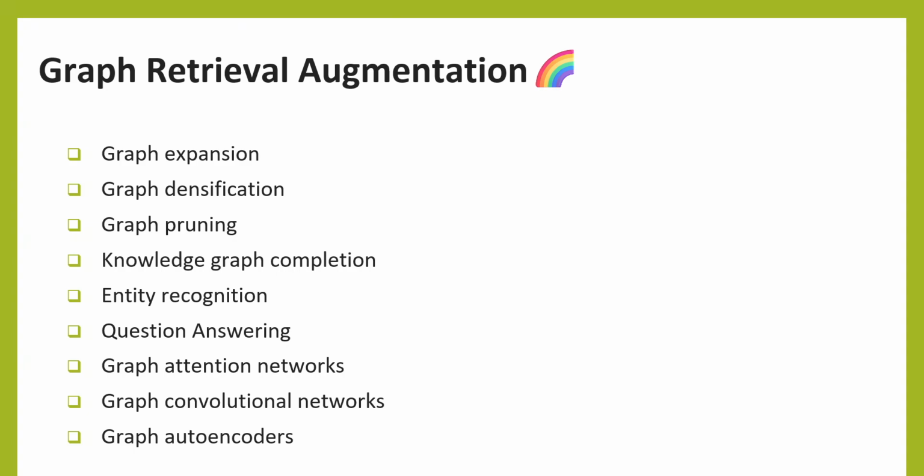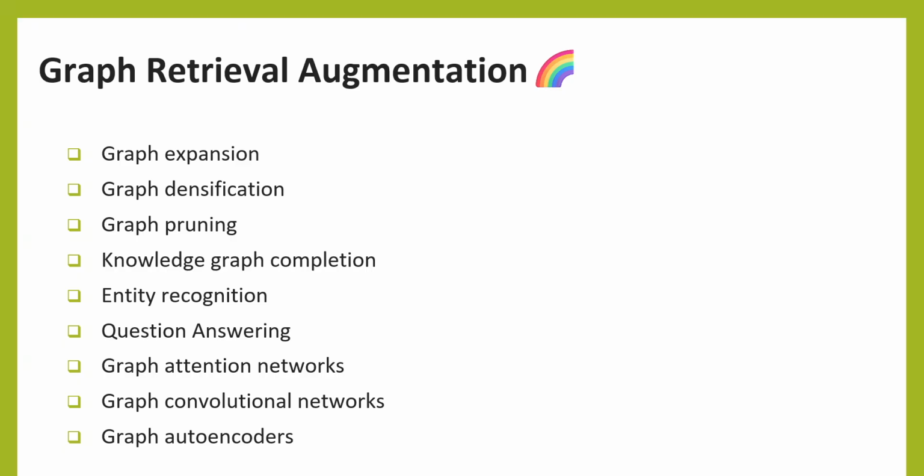Graph retrieval augmentation is useful for tasks such as knowledge graph completion, meaning completing missing information in the graph. Entity recognition means identifying and disambiguating entities in the graph. Question answering means answering questions by traversing the augmented graph.